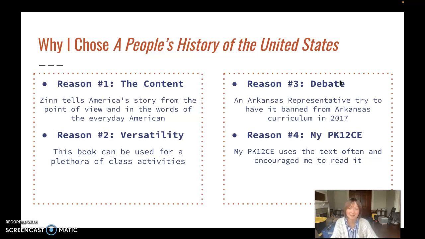Reason number three is the debate surrounding the book. When I was researching what book to choose, I saw that an Arkansas representative tried to get this book on a list of banned books from Arkansas curriculum in 2017, so that piqued my interest. And then my PK-12 CE uses this book a lot in her classroom, and she actually encouraged me to read this, and she said that it made her a better social studies teacher.